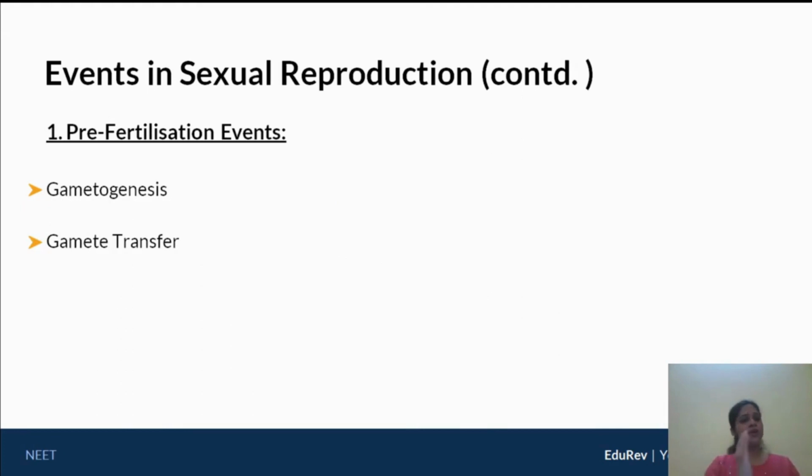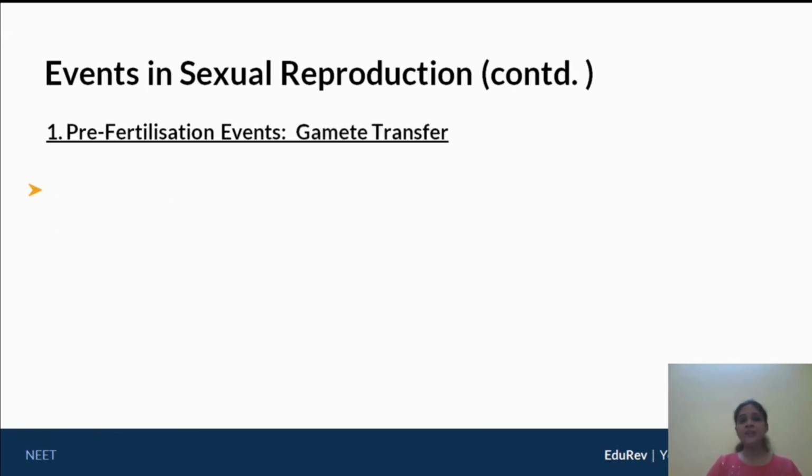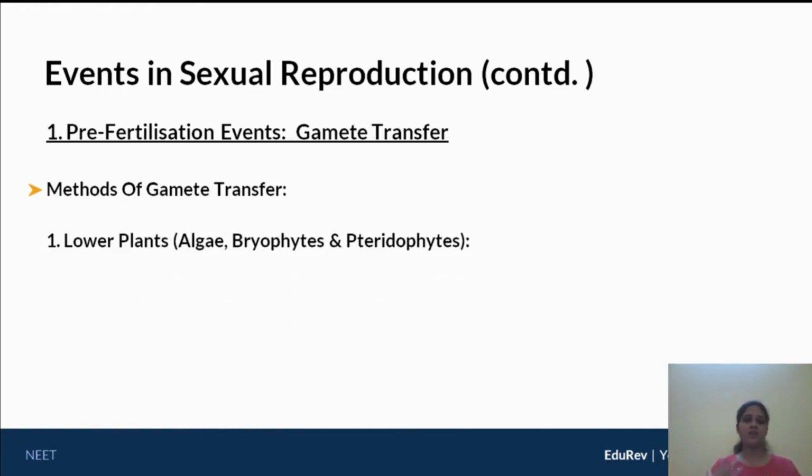Now, we have already studied the first type of pre-fertilization event, that is gametogenesis. Let's move on to gamete transfer. Now, gamete transfer is of different types, depending on whether you're studying a lower plant or higher plants. We're going to focus mainly on plants over here. Now, if you remember, there are 5 categories or divisions of plants. So you have algae, bryophyta, pteridophyta, gymnosperms, and angiosperms. So we're going to categorize them in 2 parts. So let's study algae, bryophytes, and pteridophytes.